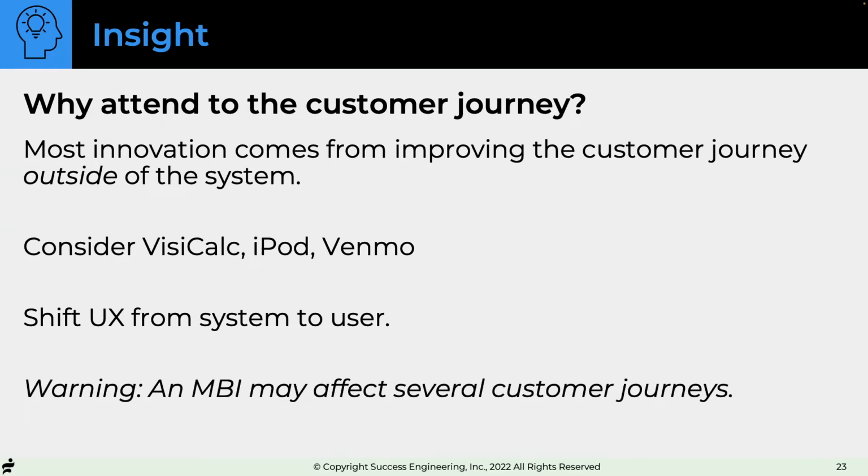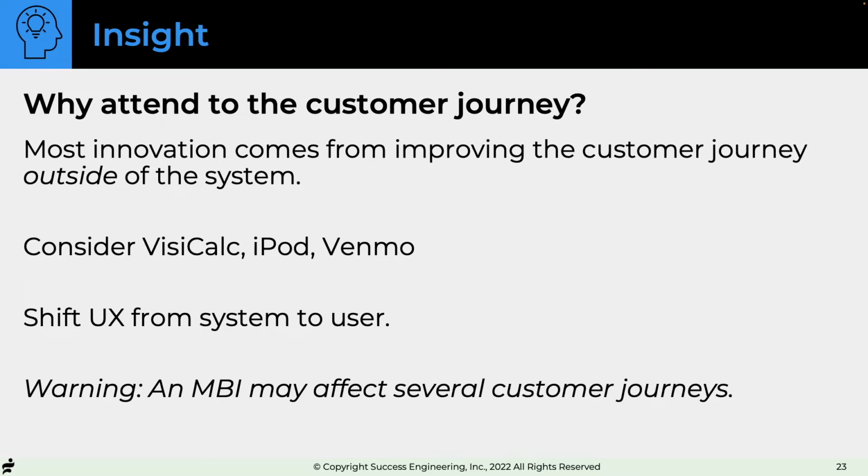Now, a minimum business increment, which I will talk about in a couple minutes, a minimum business increment, that which you're going to implement, that which you're going to deliver and have them consume, can involve several customer journeys.